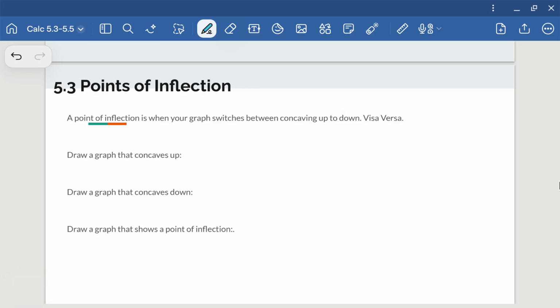So the first part, if you're looking at 5.3 and we're continuing with 5.3, you have points of inflection. If you need a point of inflection, you need to know what concave up and concave down mean. If you concave up, you have something like this where this inside part is somewhat facing upwards. And if it concaves down, that inside part is facing downwards. A point of inflection is when you switch between the two. So for instance, if I drew something like this, I have a point right here. That would be my point where I'm switching from concave down to concave up.